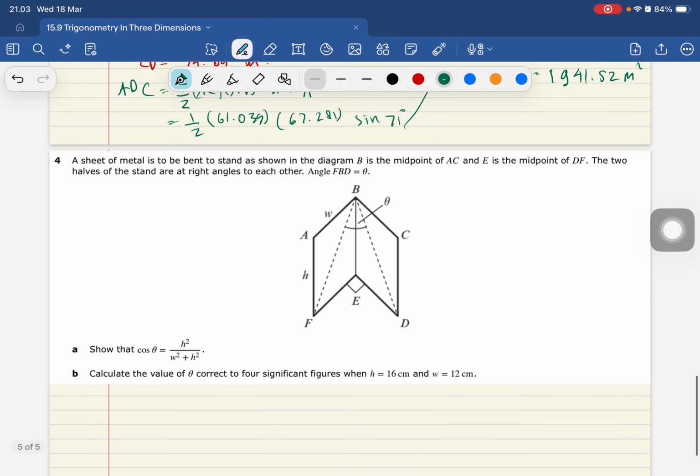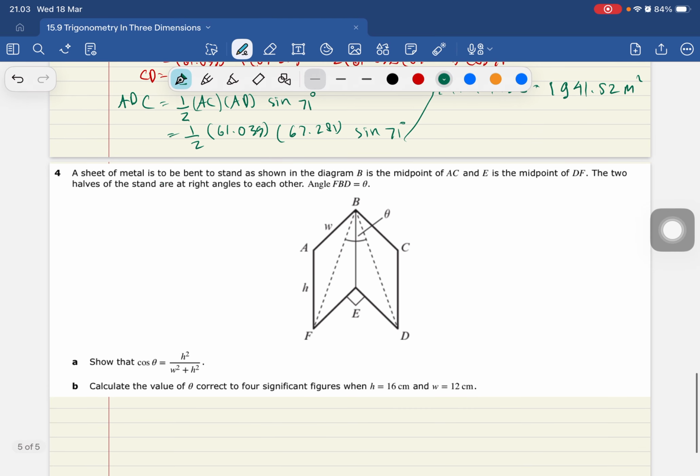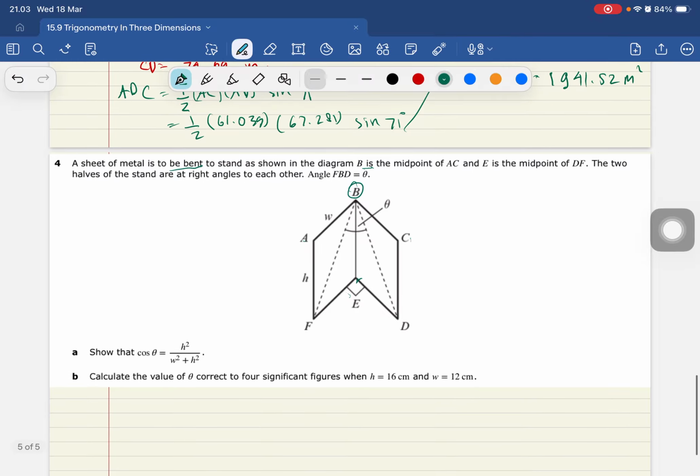Okay, number 4. Sheet metal is bent to make a stand. B is the midpoint of A and C, so they are symmetry. And E is midpoint of DF. So both of them are symmetry.